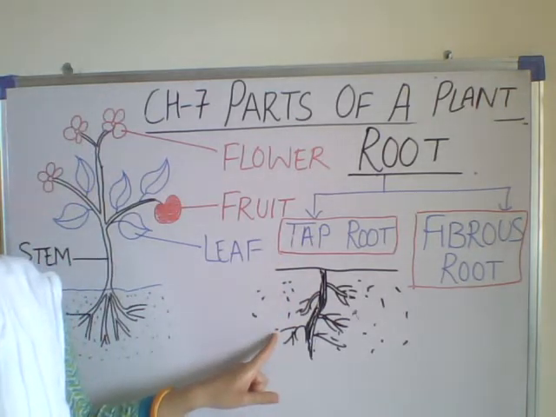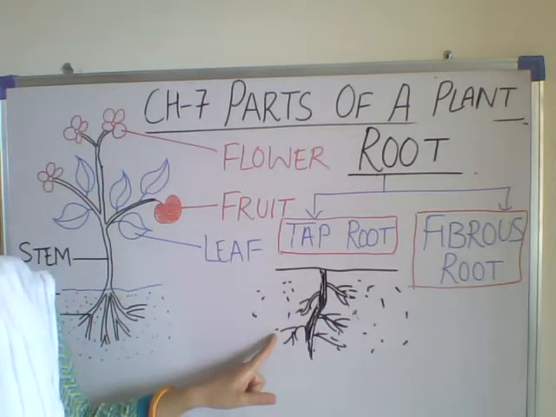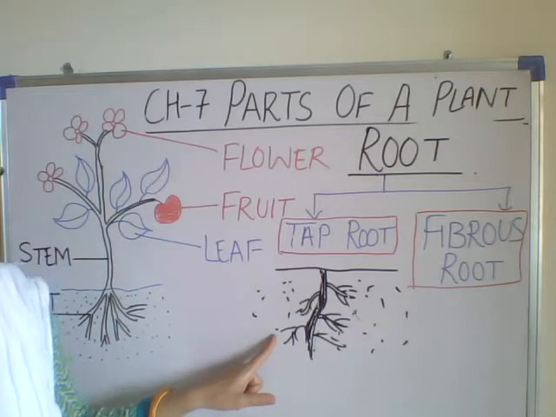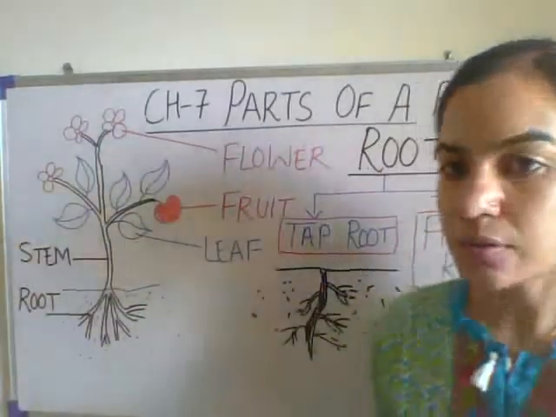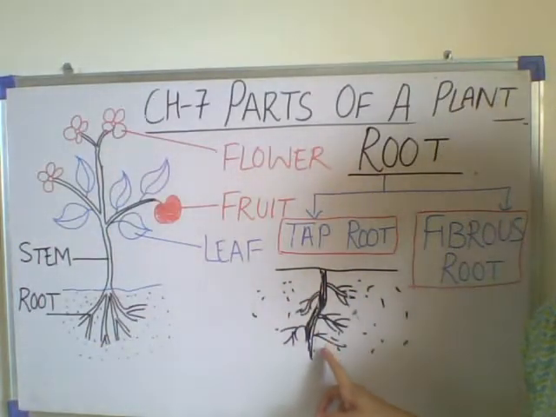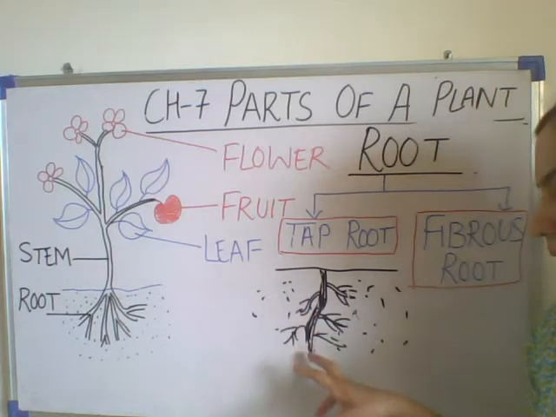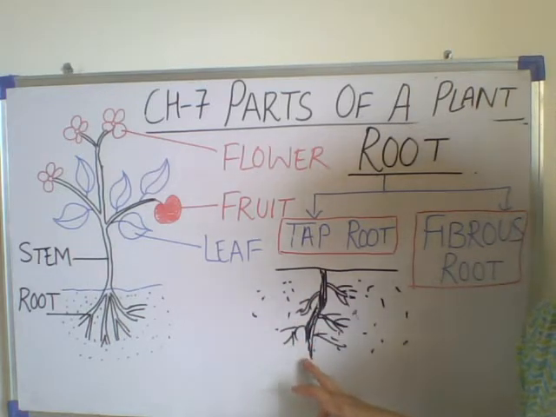The tap root is found in plants like peepal, hibiscus, rose and tomato. What are the examples in which the tap root is found? Rose, tomato, hibiscus. In all these plants the tap root is seen.